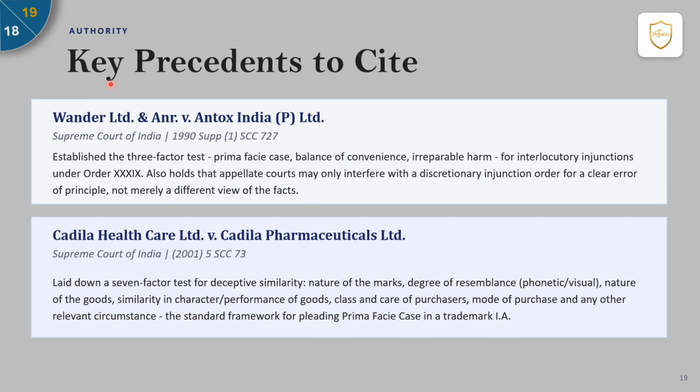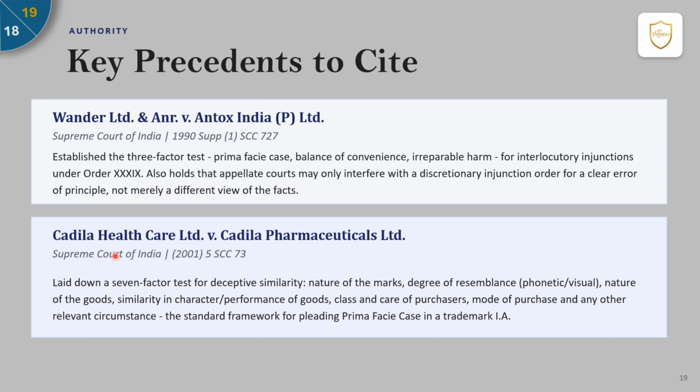Okay. So now the two key precedents I want every one of you to cite correctly, not just vaguely reference. We have already discussed the case Wander versus Antox, for the three-factor test itself, and for the important companion principle that an appellate court may only interfere with a discretionary injunction order for a clear error of principle, not merely a different view of the facts. We have already discussed this.